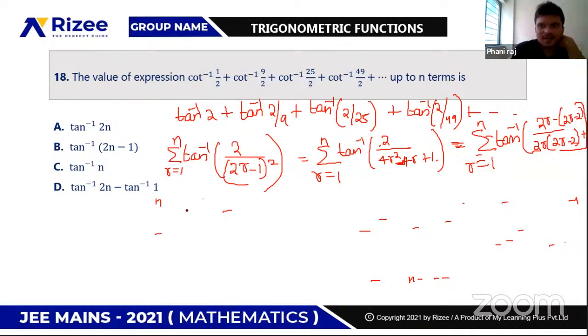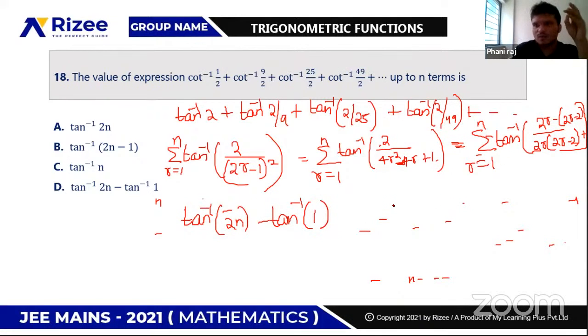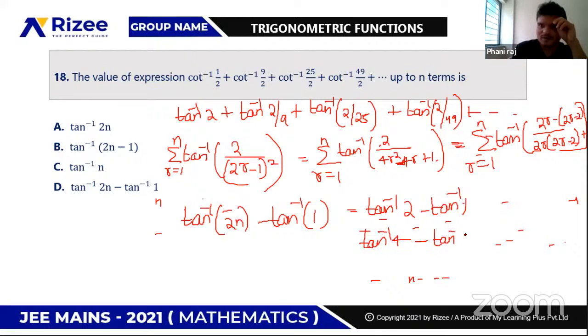So r is from 1. So its answer is tan inverse of 2n minus tan inverse of 1. Yeah, now it's correct. Why? Because tan inverse of this is 2r minus, 2r minus 2, it goes on, no? So tan inverse of 2 minus tan inverse of 1, and so on. So you get tan inverse of 2n minus tan inverse of 2n minus 2. Everything will get cancelled. It's just like this: tan inverse of 2 minus tan inverse of 1, and next it is tan inverse of 4 minus tan inverse of 2.